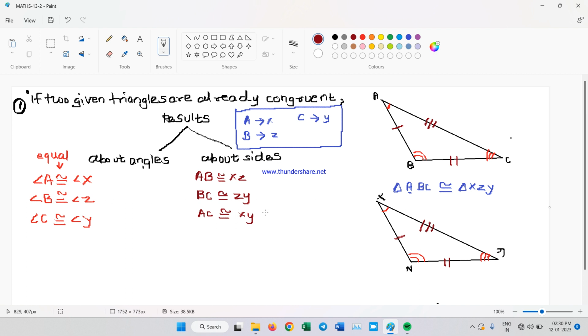Okay, so these are the results of two congruent triangles. If two triangles are already congruent, it means their corresponding angles will be equal, their corresponding sides will be equal. अगर AB 5 सेंटीमीटर है तो XZ भी कितना रहेगा 5 सेंटीमीटर. अगर BC 6 सेंटीमीटर है तो ZY भी कितना रहेगा 6 सेंटीमीटर. इन दिस वे. ओके, एंड इस स्लाइड में हम लोग ने 1-to-1 करस्पॉन्डेंस को फिर से रिवाइज किया. लेट्स गो टू द नेक्स्ट स्लाइड.